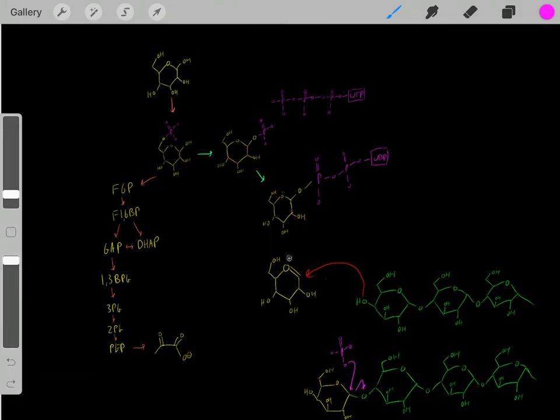But again, the key point is this glycogen is a stored form of glucose, and we can either take this glucose and store it in the form of glycogen, or we can hydrolyze these bonds, releasing glucose for whatever purposes we need it for.